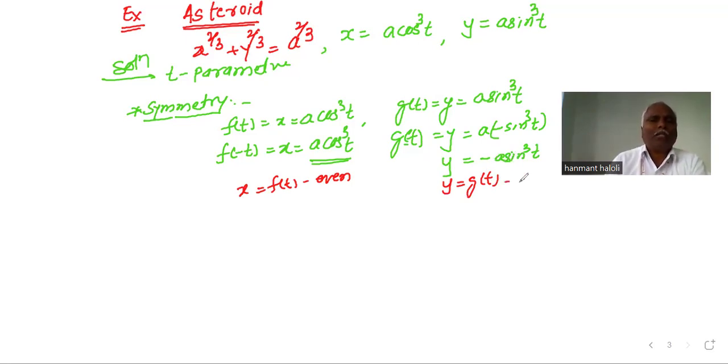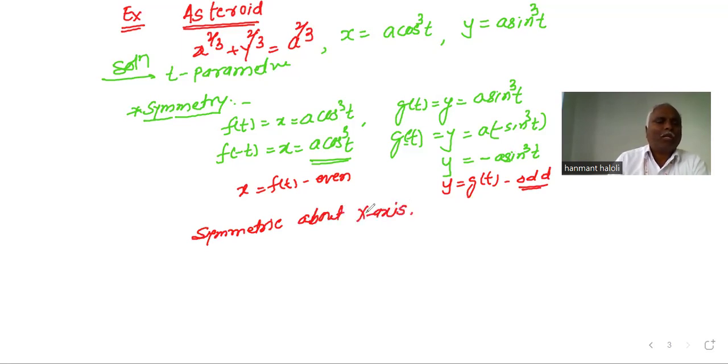Then g here is an odd function. Therefore, the curve is symmetric about the x-axis.